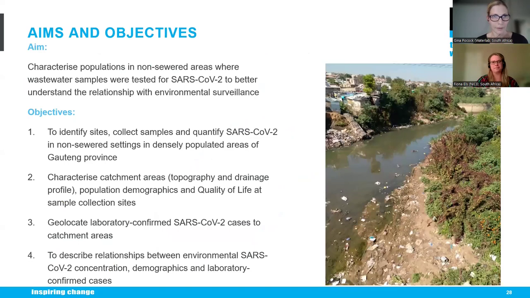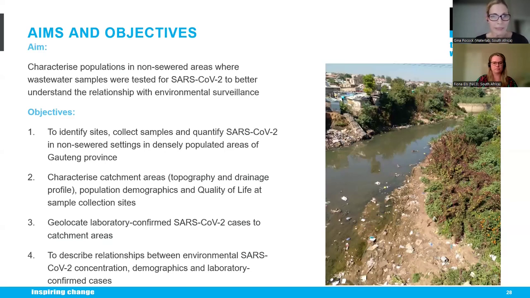All right, so our aim was to characterize populated areas where wastewater samples were tested for SARS-CoV-2 to better understand the relationship between these communities and the findings of the environmental surveillance. So our objectives included identification of specific sites where surface water and rivers are impacted by these informal communities, then to collect those samples and also develop sample methodologies and quantify them for SARS-CoV-2 in these non-sewered settings in densely populated areas, specifically of the Gauteng province in South Africa.